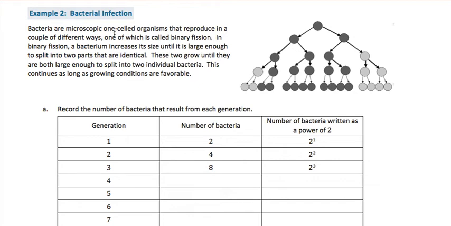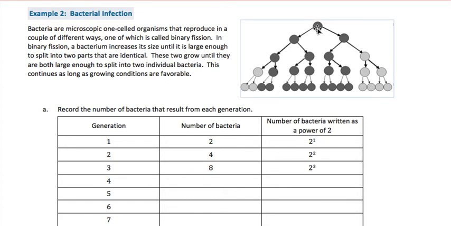So we're going to take a look at bacterial infections. Bacteria are microscopic one-celled organisms that reproduce in a couple of different ways, but one of which is called binary fission. In binary fission, a bacterium increases its size until it's large enough to split into 2 parts that are identical. And these 2 grow until they are both large enough to split into 2 individual bacteria again. This continues as long as the growing conditions are favorable, meaning that it hasn't been treated or killed by some medication that's added to the system.